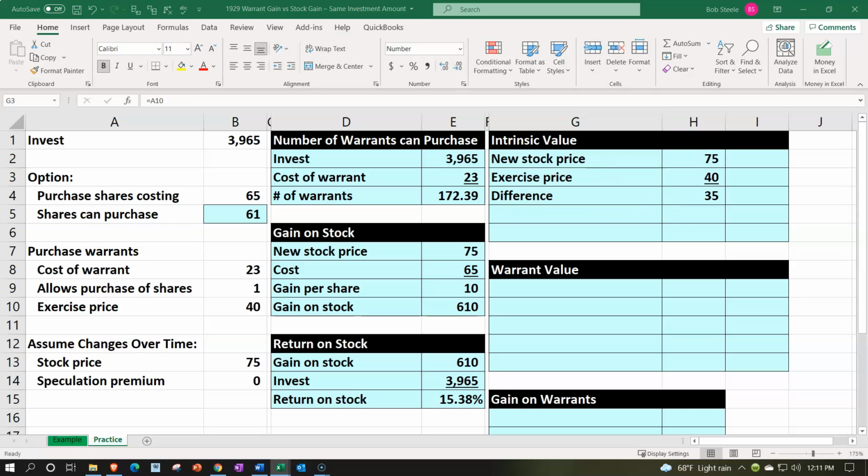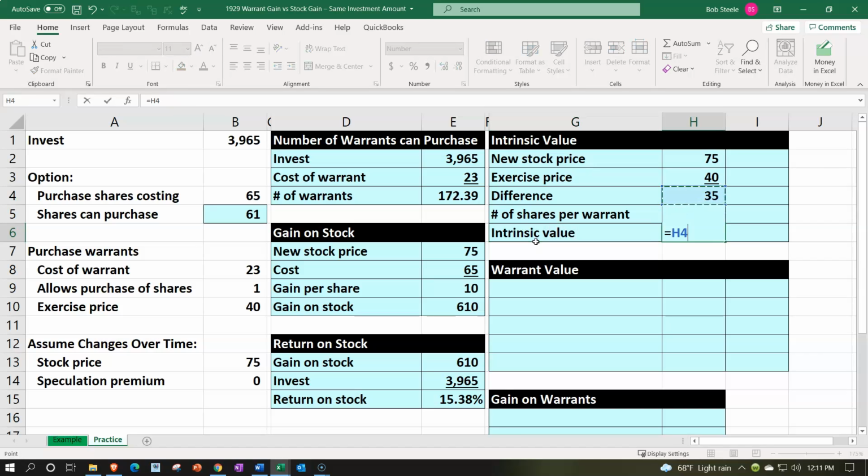And then we have the number of shares per warrant, which is just one this time. So we have the same one. We can purchase a share for a warrant. And that's going to give us then our intrinsic value, which is simply going to be the 35 times the 1. So there's our 35. For some reason, I pulled that out into an outer column. Let's bring it in an outer column here just to keep it with the example problem.